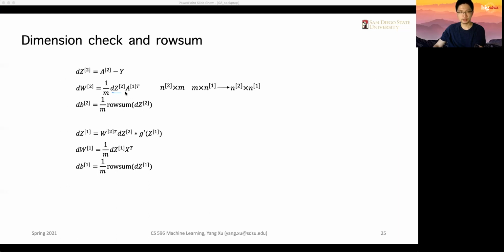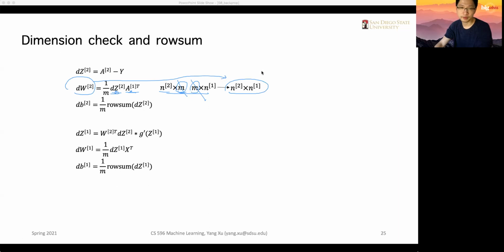Now dz2 has n2 by m dimensionality because we stack all the m examples into column vectors, right? And a1 transposed has m here. So when we multiply these two things together, the m will be eliminated, and the result will be n2 by n1, which is correct, right? Because it's the dimension for dw2, right?